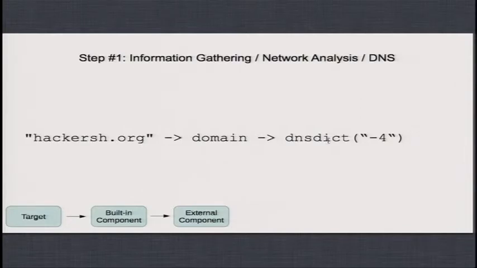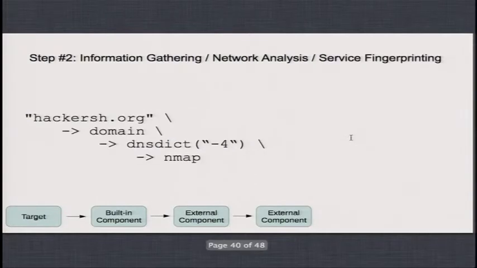So we're using the DNS dig tool to brute force and generate all the possible subdomains out of the hackershell.org domain. The -4 command line option is to generate IPv4 as opposed to IPv6. So it will generate any subdomain that has a valid IPv4 address resulting from it.